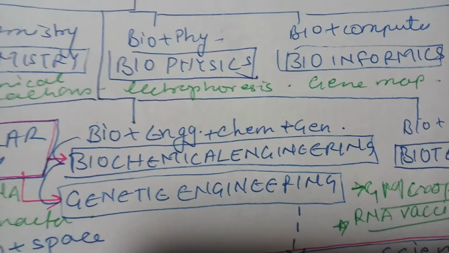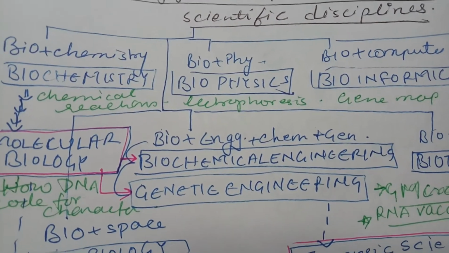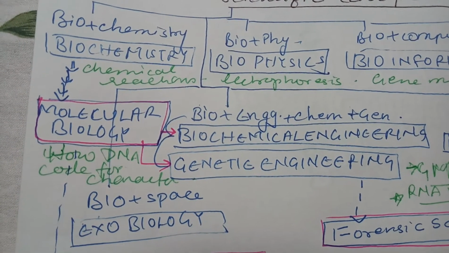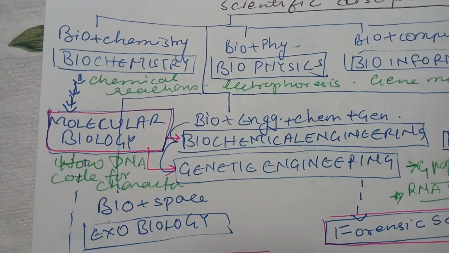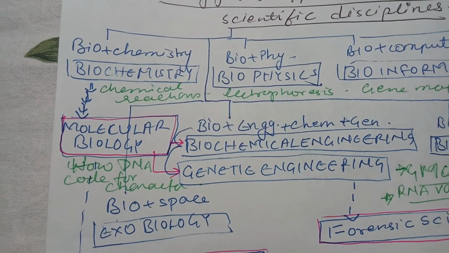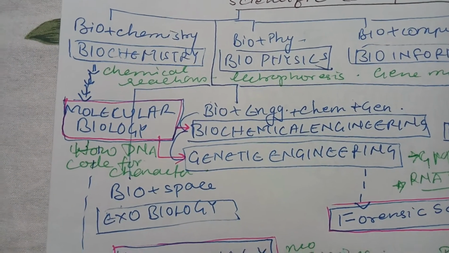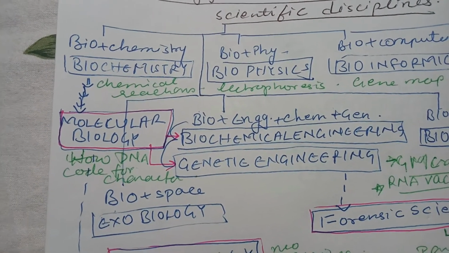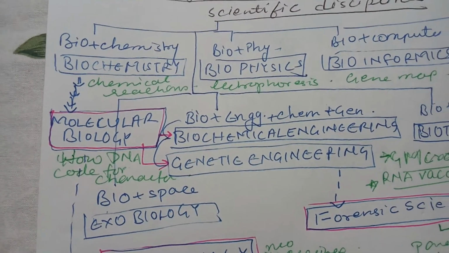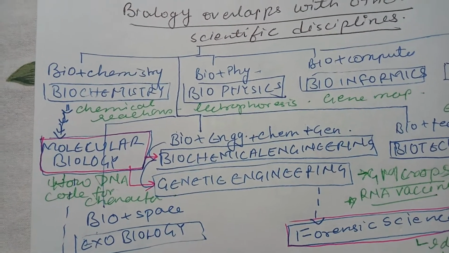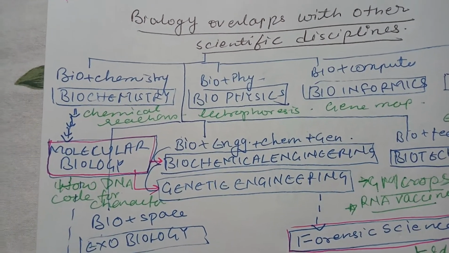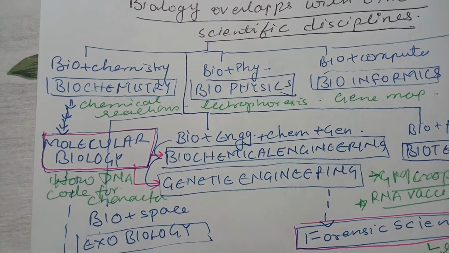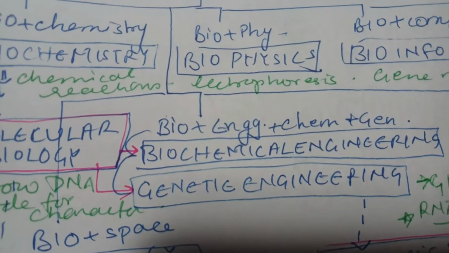Then we have biophysics. There is a lot of physics involved in biology, like if we talk about the charges, negative and positive charge. For example, when we are analyzing a protein, when we are separating the protein, you must know what the charges on the protein are. There are negative and positive charges on the protein, and how can we separate that? There are methods like electrophoresis. A lot of instrumentation is involved in the research of biology, so that forms part of biophysics.